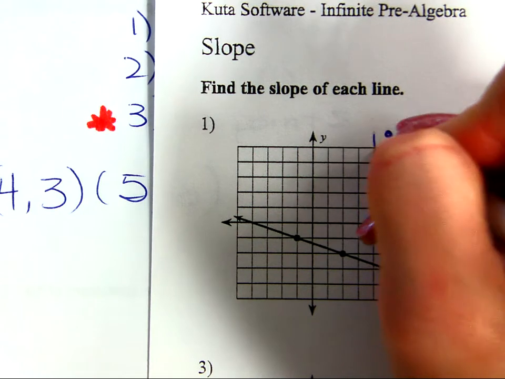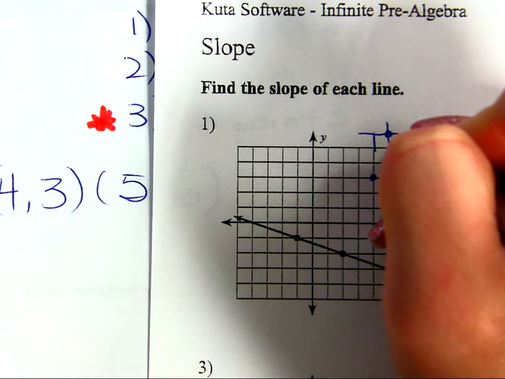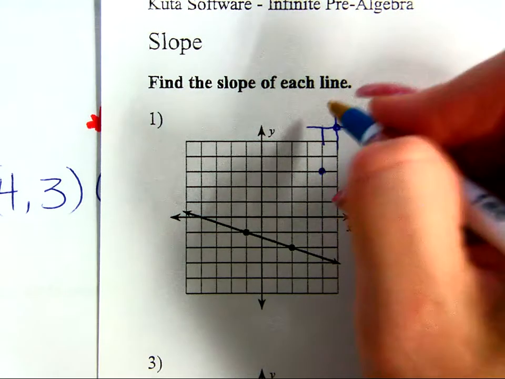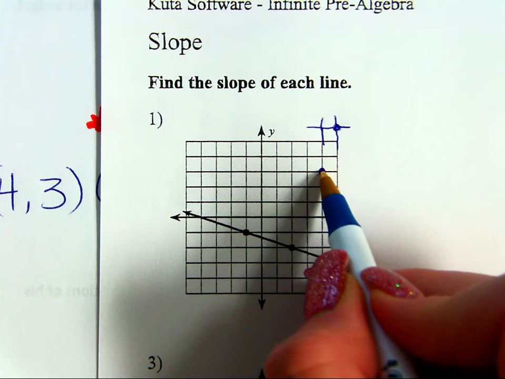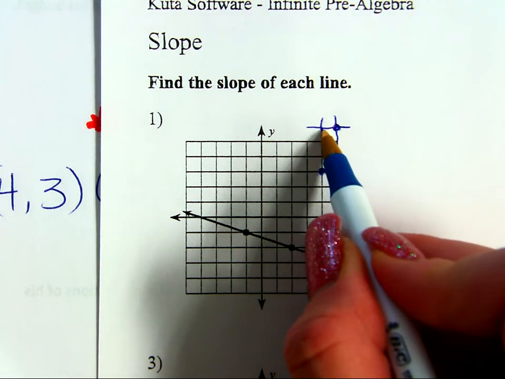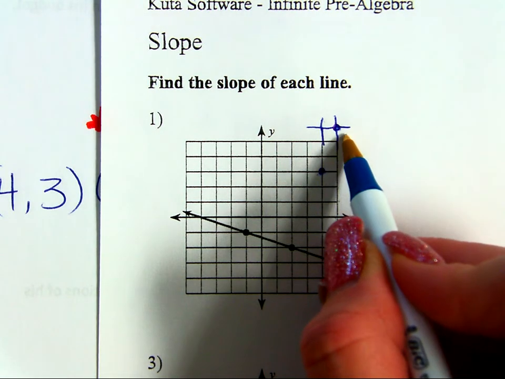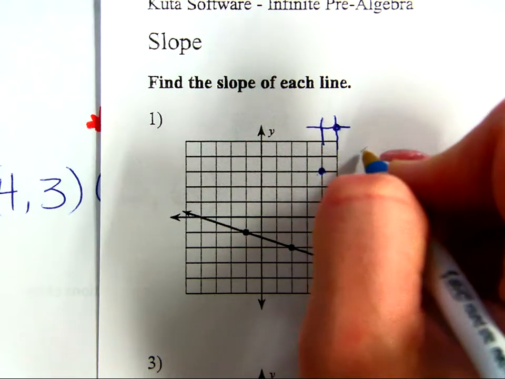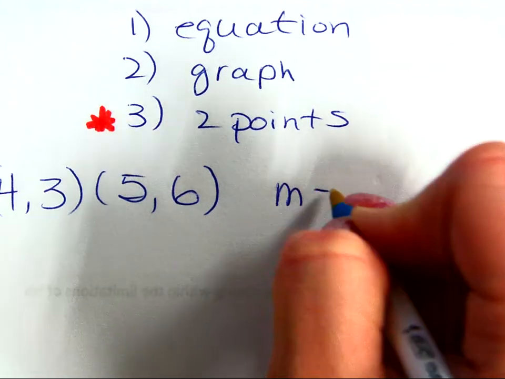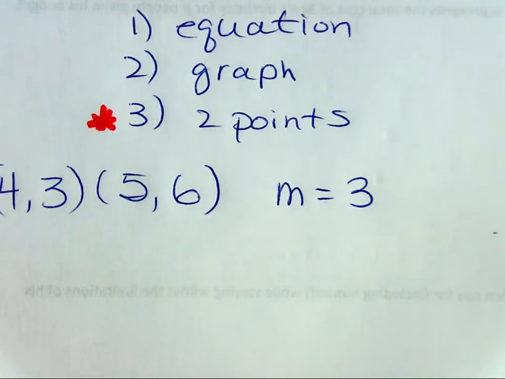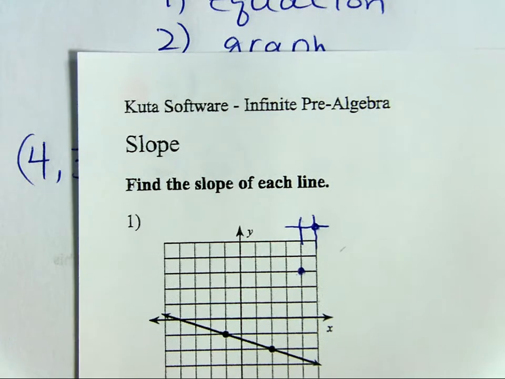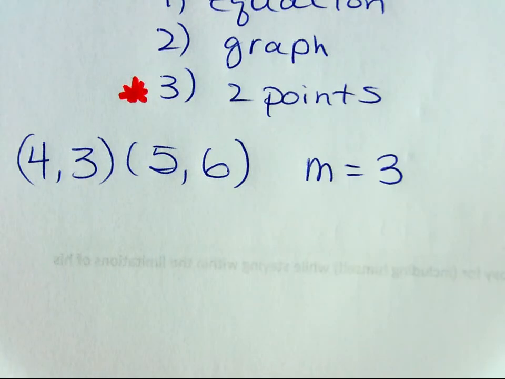Okay? So you could have chosen different points, but what is the slope of this line right here? From here to here, I go up 3 over 1, right? So I just proved to you that the slope of this line is 3, right? However, are you going to have graph paper handy every single time I give you 2 points? No, you're not. So there is a formula.